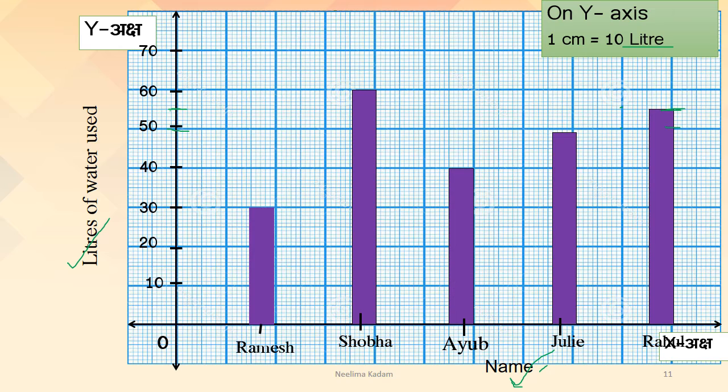So in this way, on the y-axis, the scale is given. If the scale is not given, we have to consider it. And likewise, we have to draw bars.